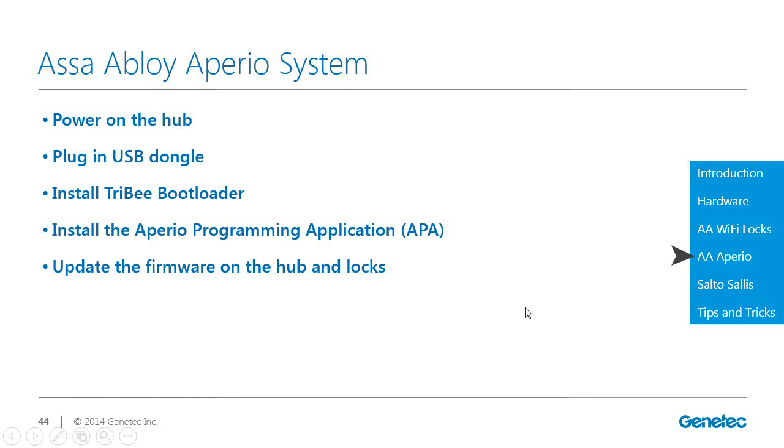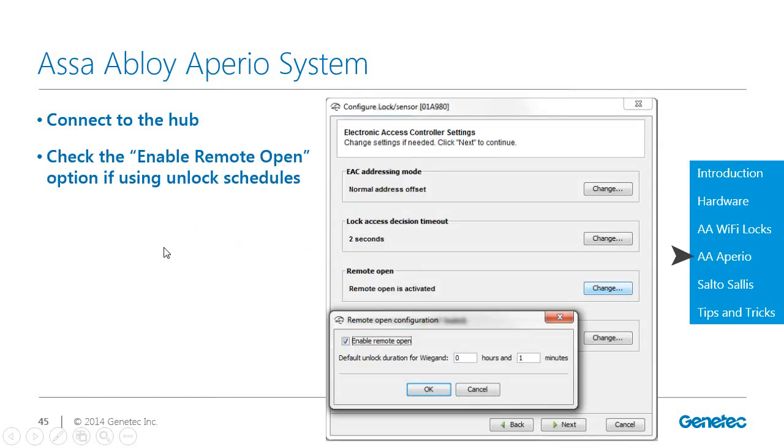And then we need to install the USB dongle driver, which is the Tri-B bootloader. After that, we can install the APA, or Aperio programming application itself. And the first thing you're going to want to do is update the firmware on the hub and the locks. After that, we just need to connect to the hub.